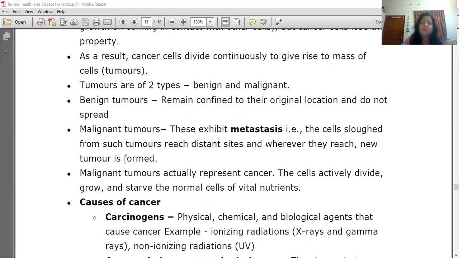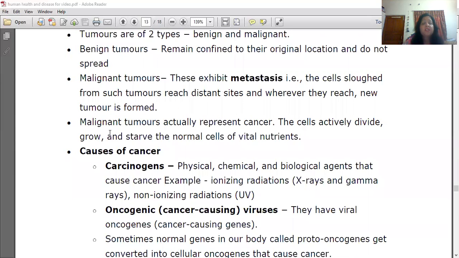Wherever they reach, new tumors are formed. So this is the difference: in malignant tumors, the cells reach distant sites, and wherever they reach, a new tumor is formed. Whereas in a benign tumor, the cells remain confined to one location only and do not spread. This malignant tumor actually represents cancer.